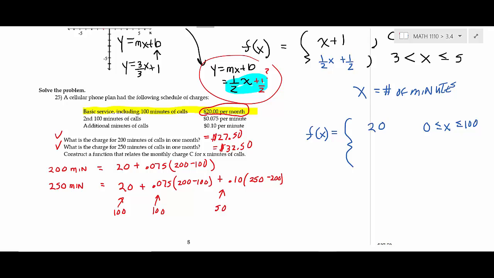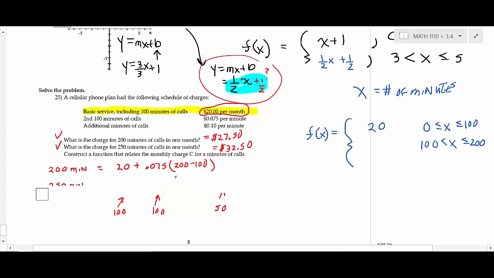Okay. Now, let's go to the next thing here, and let's see if we can kind of piece this together now. So if you were going to go to the next 100, the next piece would go like this. You would say 100 less than x less than or equal to 200. So now we're talking about the second group of 100 minutes, like this. Okay, and this is where it gets a little tricky on this second one. So I'm going to erase that, and I'm just going to use this kind of as a model.